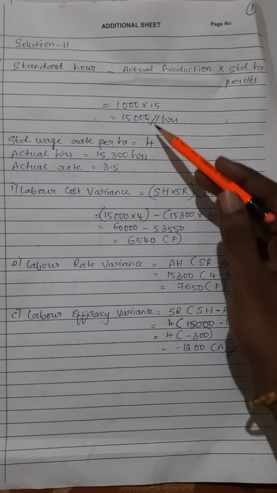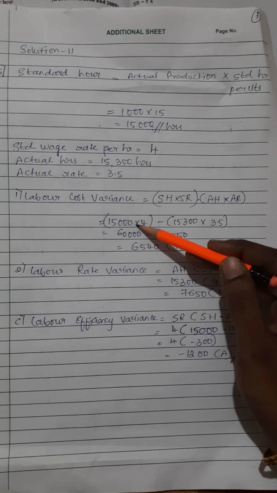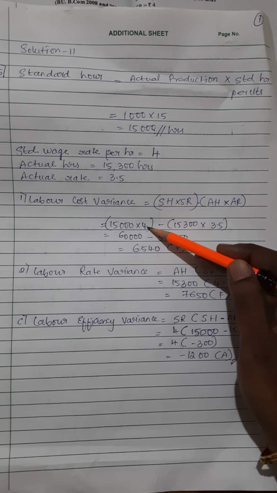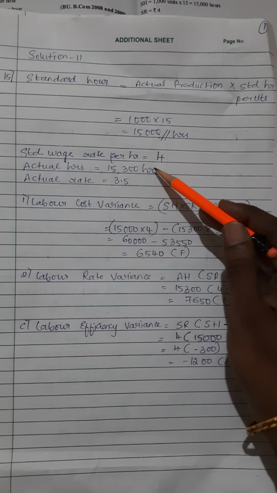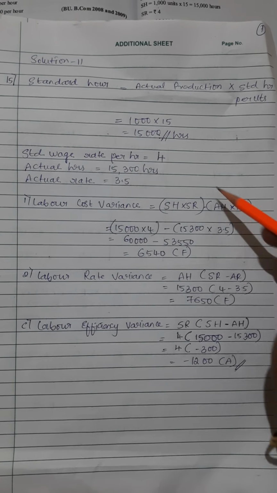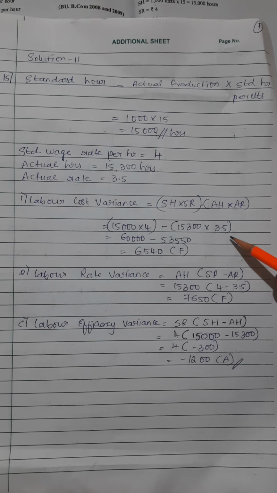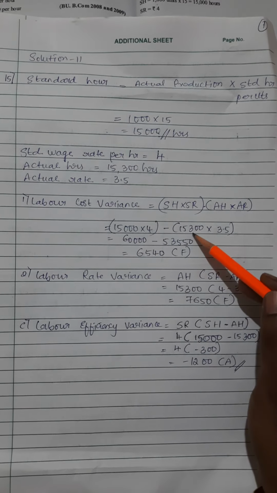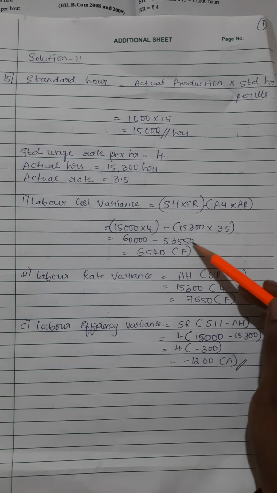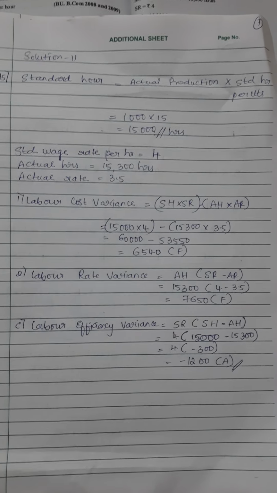Standard hour is 15,000, what you calculated. So standard hour into standard rate is 4. Now, actual hour is given in the question, 15,300, and actual rate is also given, 3.5. So 15,000 into 4 is 60,000. 15,300 into 3.5 is 53,500.